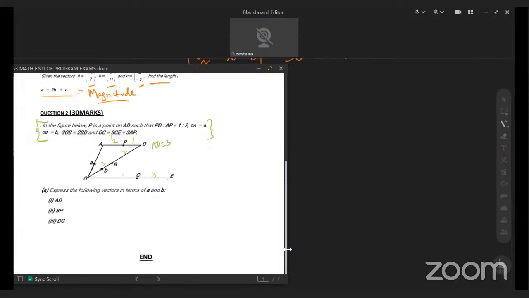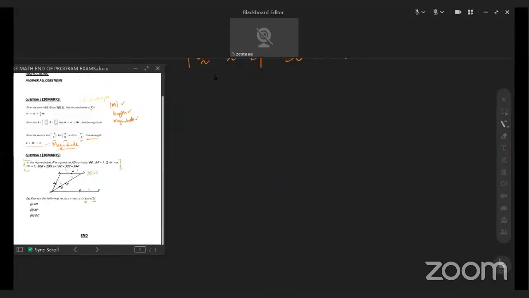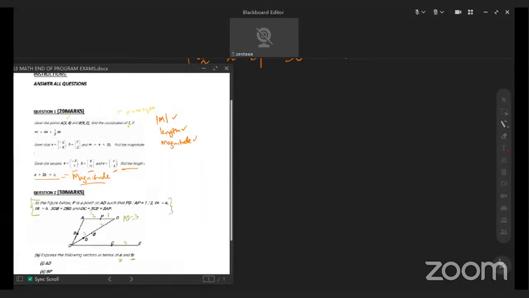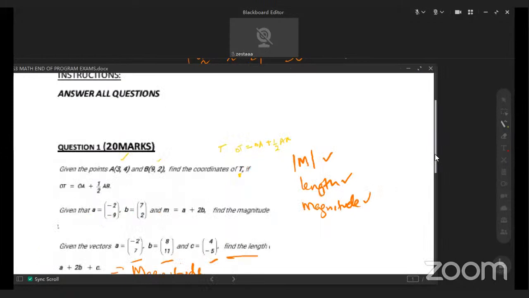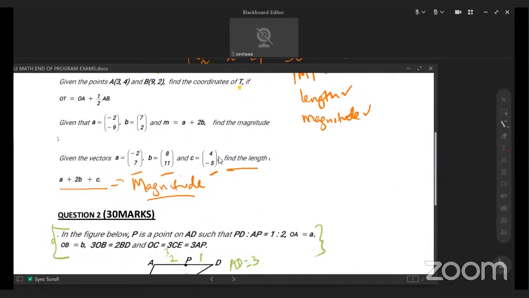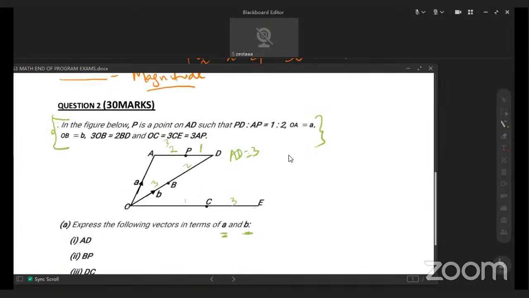Now, let's get to more questions. Express the vectors in terms of A and B. One, we have AD. So we are told to find AD. For us to move from A, let me make it quite larger. Okay, this is where we are. So we are supposed to find AD.